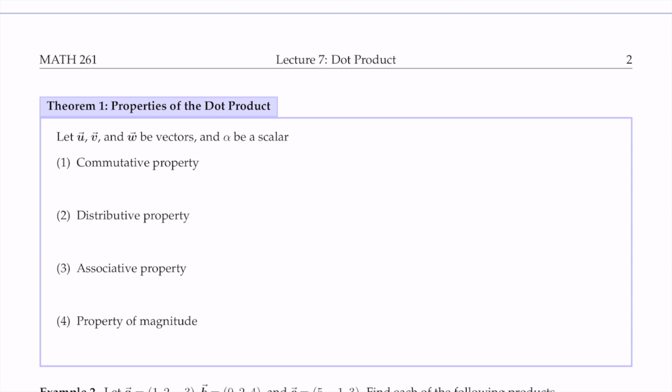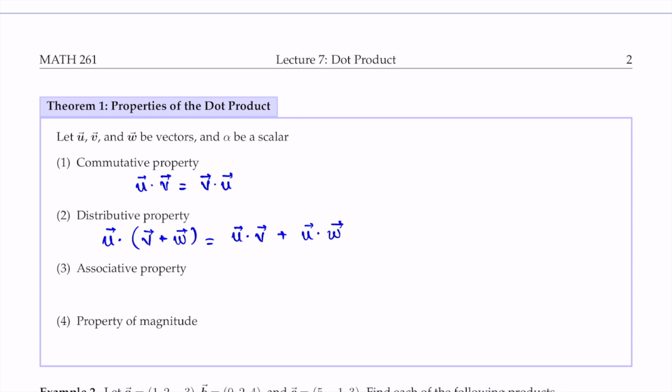So the first one is the commutative property. That means if you do the dot product of u dot with v, this is equivalent to doing v dot with u. They both give you the same scalar at the end. Distributive property is the second property here. If you have three different vectors, you have u dot with v plus w. This is equal to u dot with vector v plus u dot with vector w.